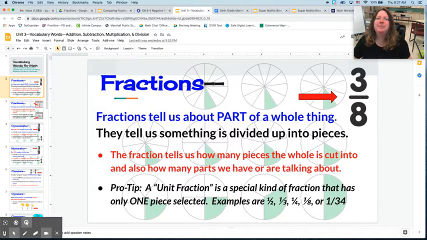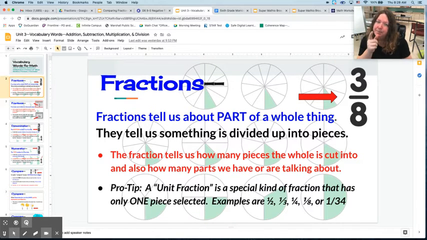Fractions tell us about a part of something, a part of the whole thing. They tell us something is divided into pieces. Fractions tell us how many pieces the whole is cut into, and they also tell us how many we're talking about at that time.